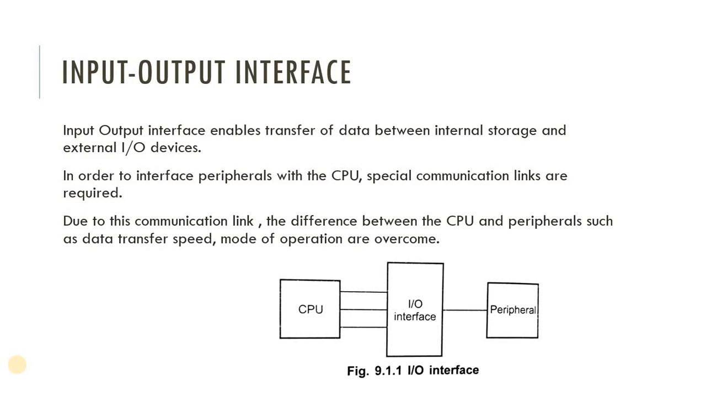the input-output interface. In order to interface peripherals with the CPU, special communication links are required. Due to this communication link, the differences between the CPU and peripherals, such as data transfer speed and mode of operations, are overcome. Now in this figure you can see that this is one CPU and this is a peripheral device. So if a peripheral device wants to send data to the CPU or the CPU wants to send data to the peripheral device, at that time they cannot directly do this.